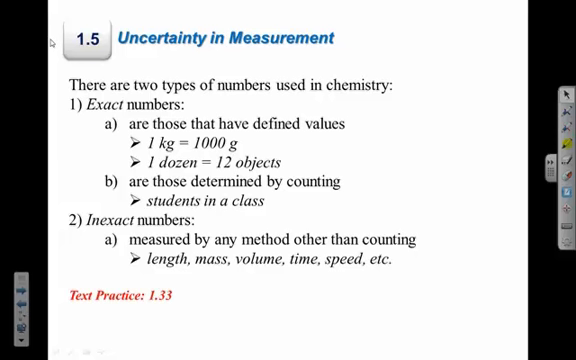Part D, 0.41 grams of oxygen was inhaled in each breath. That is an inexact measurement. Again, you'd have to measure that somehow with some device that's measuring grams. So if you're using a device to make a measurement, the device has limitations. You can't see each thing you're counting. You're using a device to do the counting for you. It's got limitations. It's introducing some uncertainty, and that's going to affect the significant figures that you have.